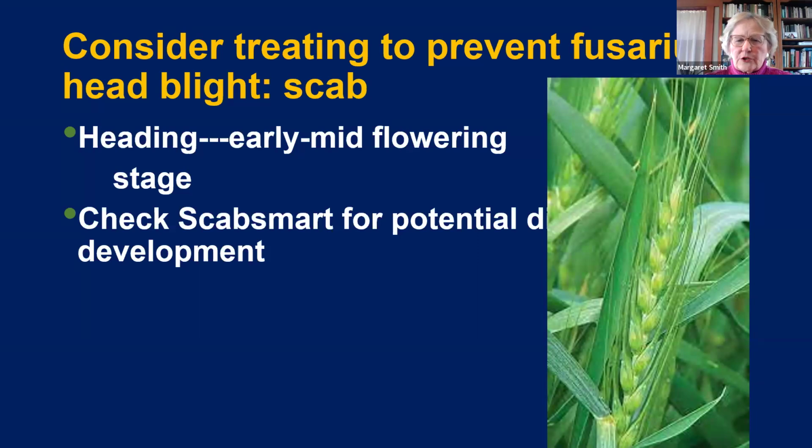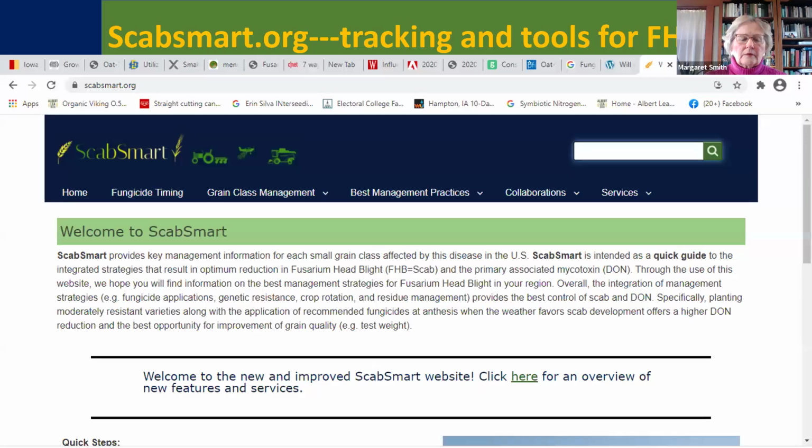Scab Smart is a program that indicates how prevalent scab may be in our area. And if weather conditions are such that it's going to be prevalent, this would be the stage that you would treat with a fungicide for fusarium. Now, organic growers don't have that option, and so there are other strategies to manage fusarium. ScabSmartStart.org is a tracking tool for fusarium head blight, and it's a good indicator because scab will tend to be prevalent farther south because of warmer temperatures before it hits Iowa.